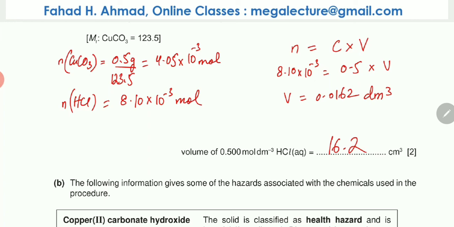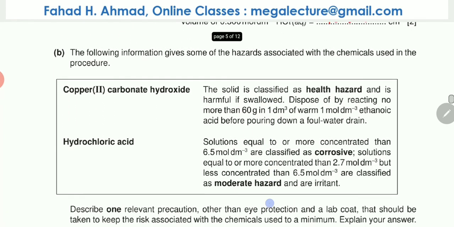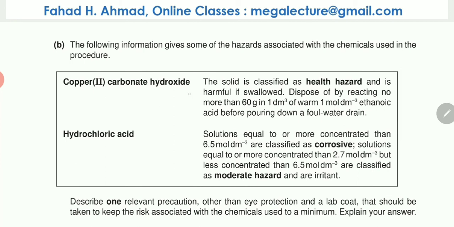Now the next part of the question, part B, states that the following information gives some of the hazards associated with the chemicals used in the procedure. So there's copper 2 hydroxide, and the hazard associated with it is that the solid is classified as a health hazard and is harmful if swallowed. Dispose of by reacting no more than 60 gram in 1 dm cube of warm, 1 mole per dm cube ethanoic acid. So they're basically saying to react it with ethanoic acid and then pour it off. Otherwise, swallowing it is harmful.